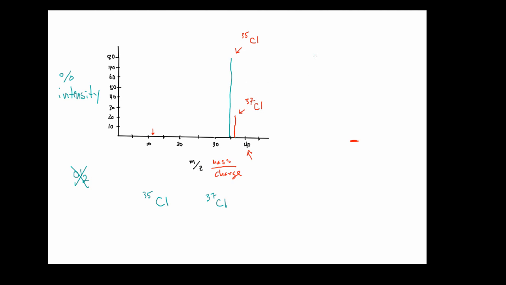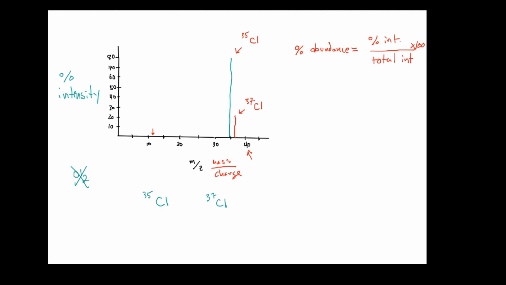abundance? So what we're going to do to figure that out is we're going to use a formula, and I'll write it this way: percent abundance is going to be equal to the percent intensity for the individual element divided by the total intensity, and then the whole thing is going to be times 100. So let's see how this is going to work.